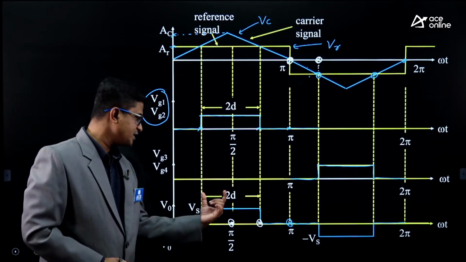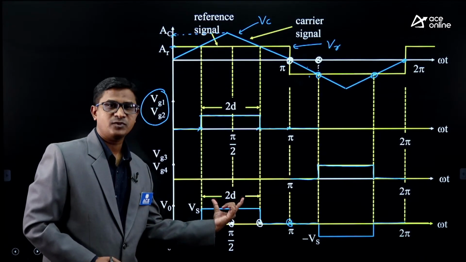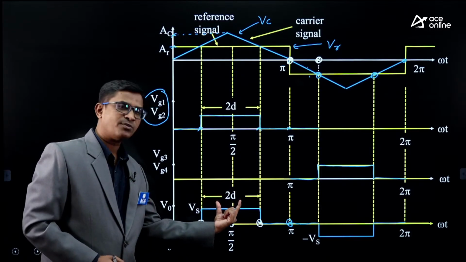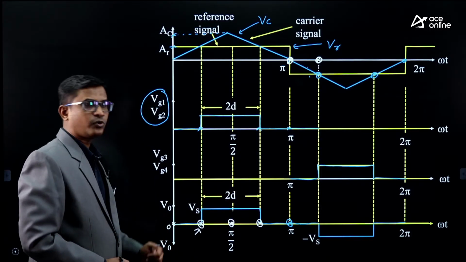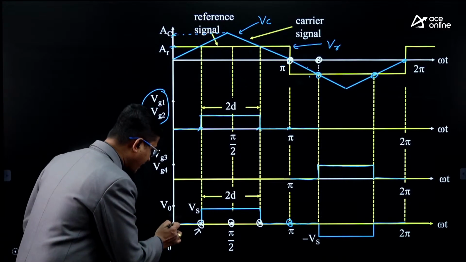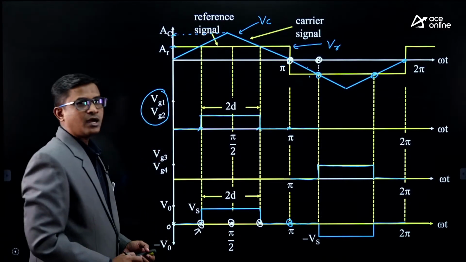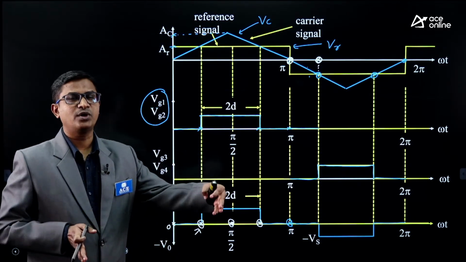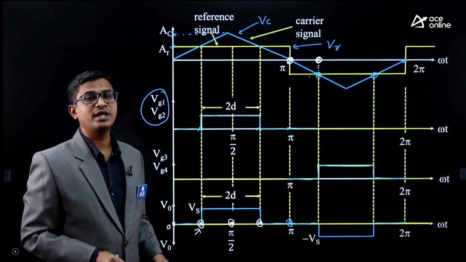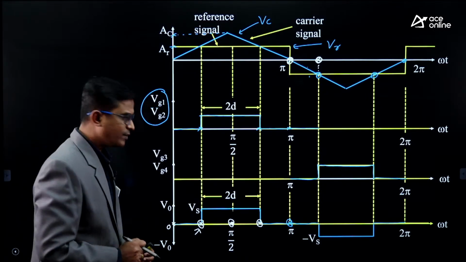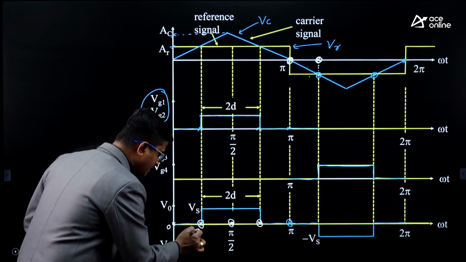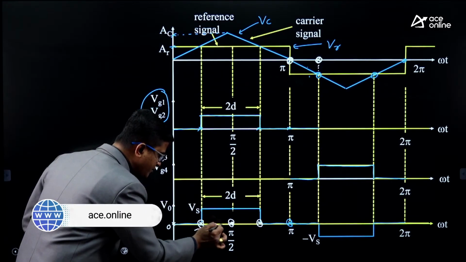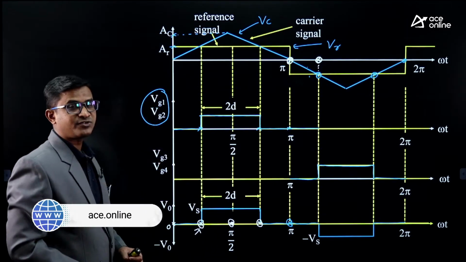Now tell me, this pulse width we considered as 2D. Out of this 2D, 50% of the pulse width is before pi by 2. This total angle is pi by 2. In that, 50% of this pulse width, total pulse width is 2D, so 50% of that 2D is only D. So can we say that this instant is pi by 2 minus this 50% of the pulse width? What is the 50% of pulse width? It is D.